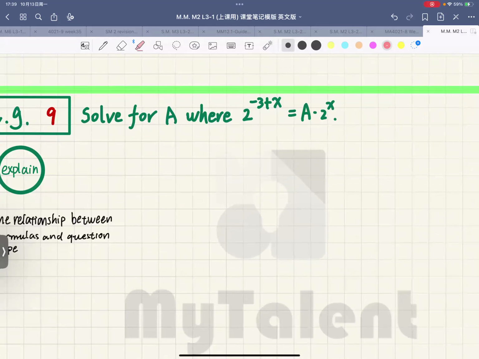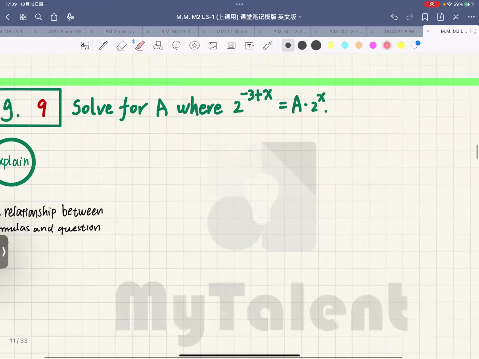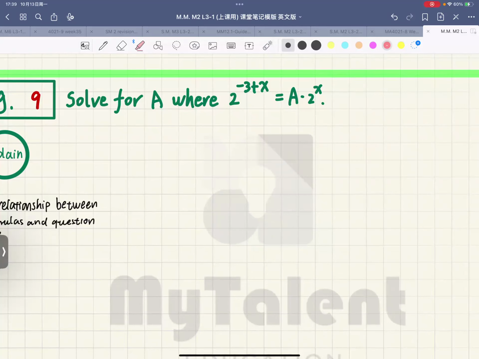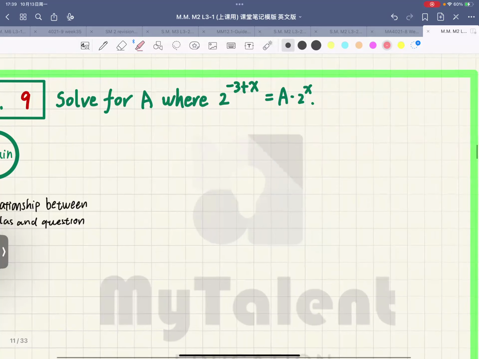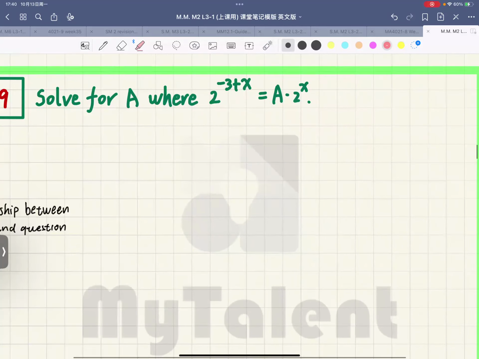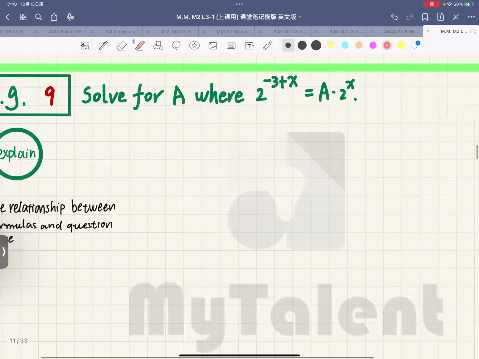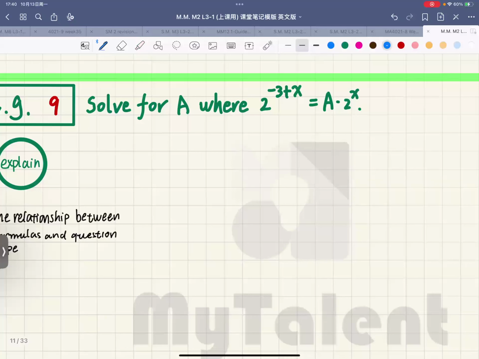Okay. Now, let's have a look at this question. Solve for a, where 2 to the power of minus 3 plus x is equal to a times 2 to the power of x. All right. Any idea how to do this? I'm pretty sure you learned this before. You know the formula, but you probably just can't remember how to apply the formula. All right. I'll write this formula for you.